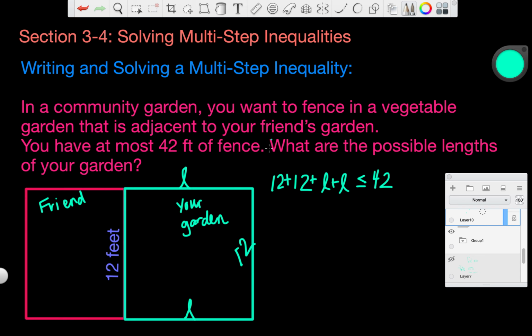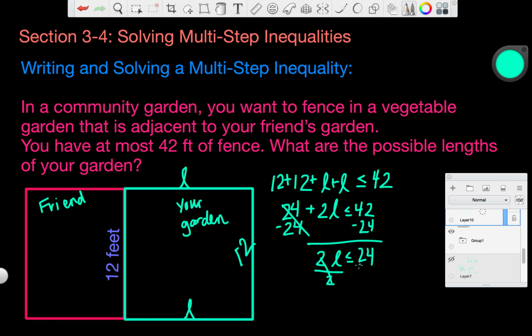So if we simplify this, we get 12 plus 12, which is 24, plus L, which is 2L, is less than or equal to 42. Now, I need to get this L alone, so I'm going to move this 24 first. So I'm subtracting 24 from both sides. I'm left with 2L is less than or equal to 24. Now, in order to get this 2 to the other side, we need to divide. So I'm left with L is less than or equal to 12 feet.